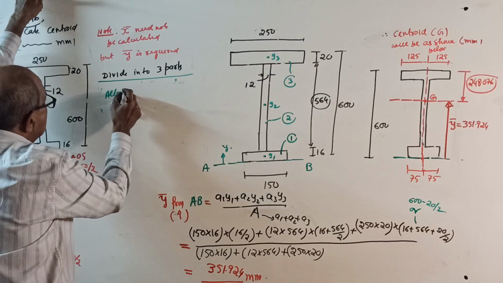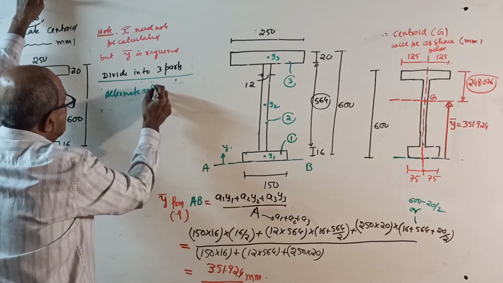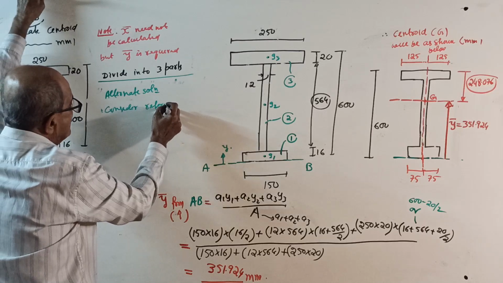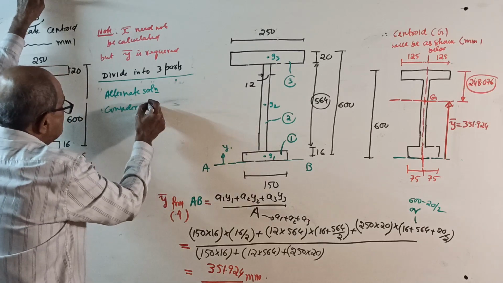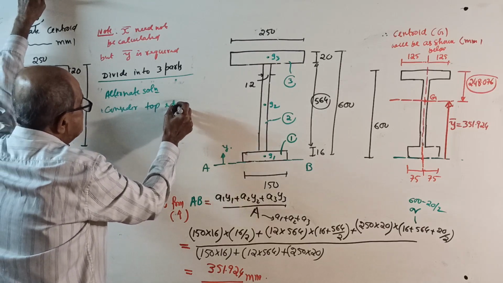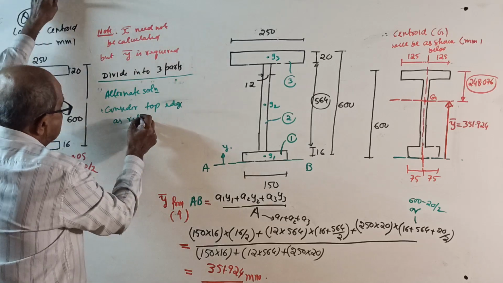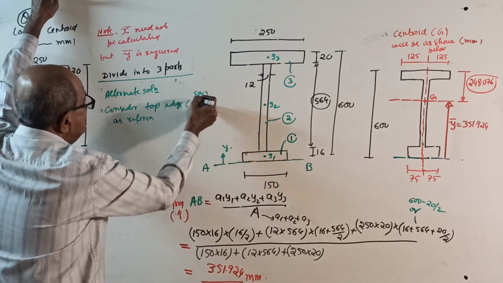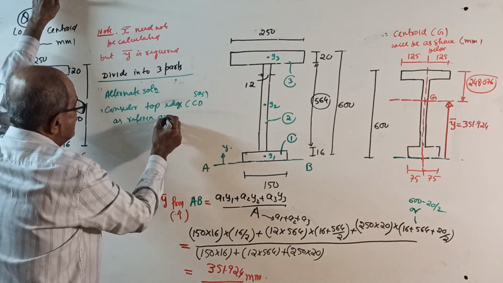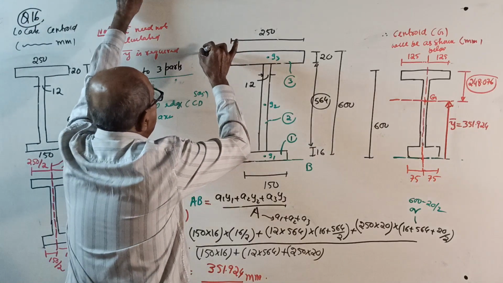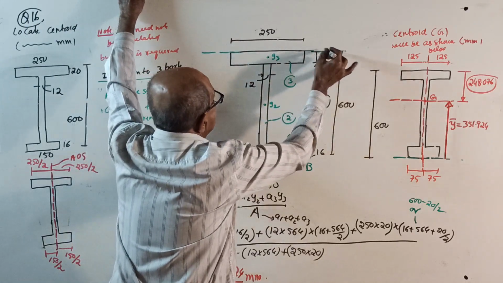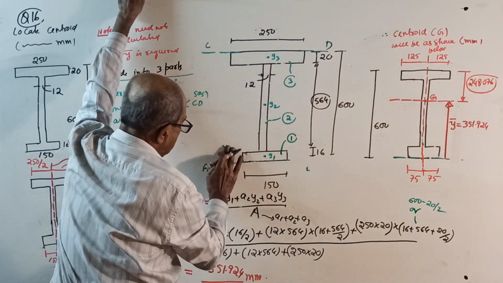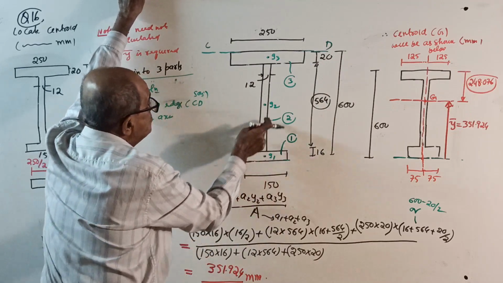Alternate solution. Consider the top edge as the reference axis. Top edge, say CD, some name. See, this I called AB, say CD as the reference axis. You take the top edge as reference, CD. Then AB will vanish, but 1, 2, 3 will remain the same.